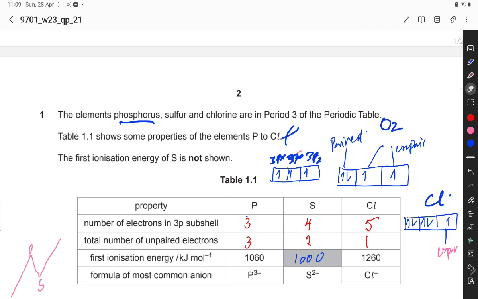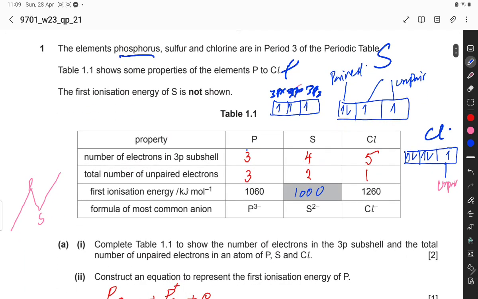Sulfur, this is for sulfur. Sulfur has 3p shells, so 3p has 4 electrons and 1 is paired and 2 are unpaired. Similarly, in chlorine 5 electrons are in 3p subshells, 2 paired and 1 unpaired. Total number of unpaired electrons in phosphorus is 3. So these are the unpaired electrons.